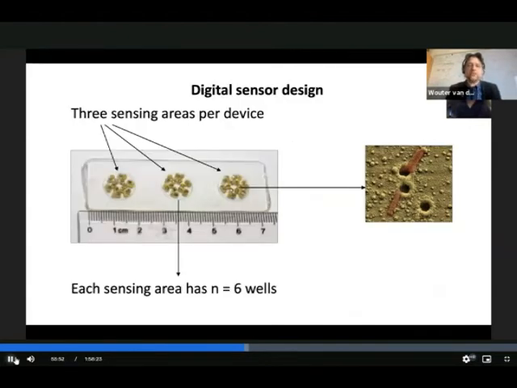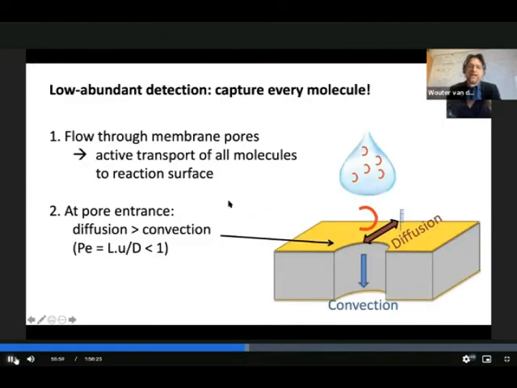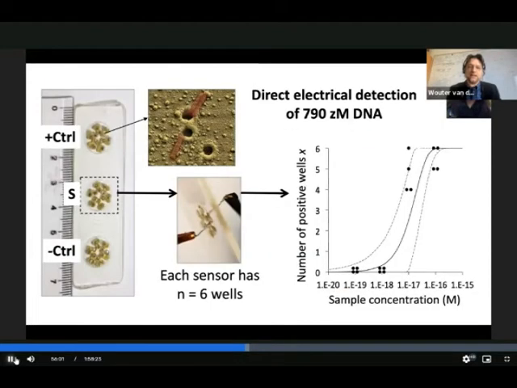Then we went on to build a sensor around this. So now we make 6 different wells, and here another 6 and another 6. And now we can add sample to that and then do the same procedure. And now we can start counting in how many of the wells we actually create a contact, yes or no. So we have a positive control, a negative control, and we have our sample. And then we can see how sensitive it is.